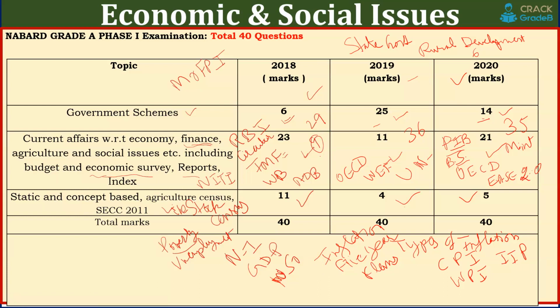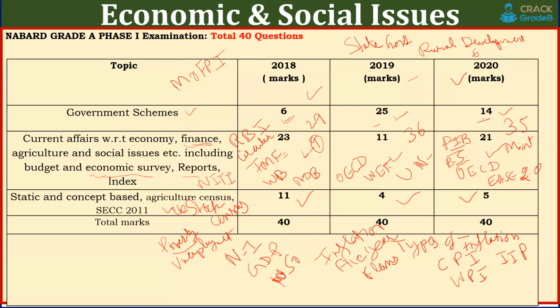And agriculture census was asked 1-2 times, so agriculture census is also important, and SEC is very important. Every time they have asked a question, so you have to cover accordingly. So this is for ESI. You can see that 35, 36 and 29 marks come from government schemes and current affairs. So you have to prepare accordingly.